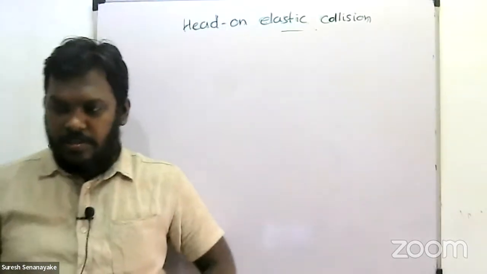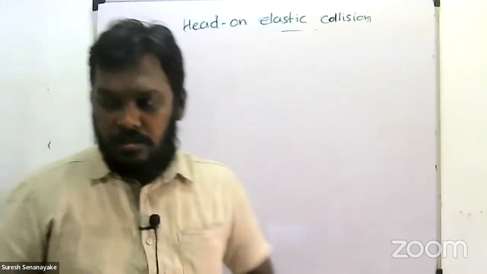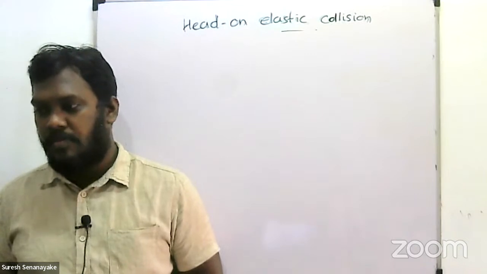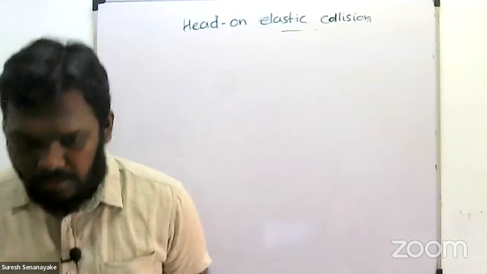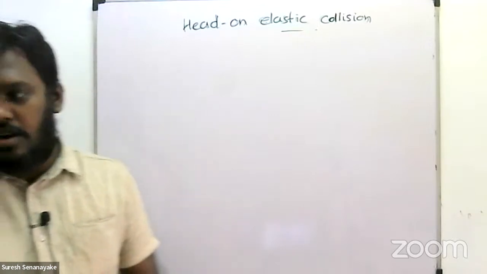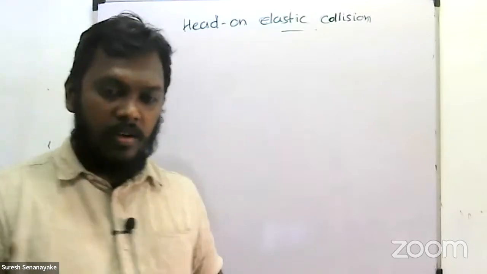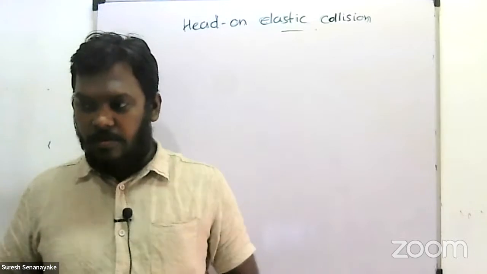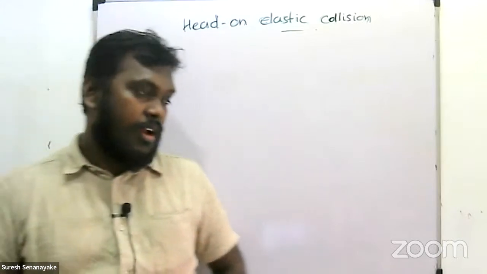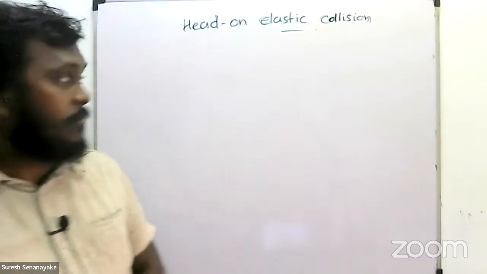Right, under that, first we write: if colliding bodies before and after collision remain in the same line, the collision is said to be a head-on collision. Okay, this is Anisha, we started just now, right? So first write the topic, the head-on elastic collision. Under that, if colliding bodies before and after collision remain in the same line, the collision is said to be head-on.